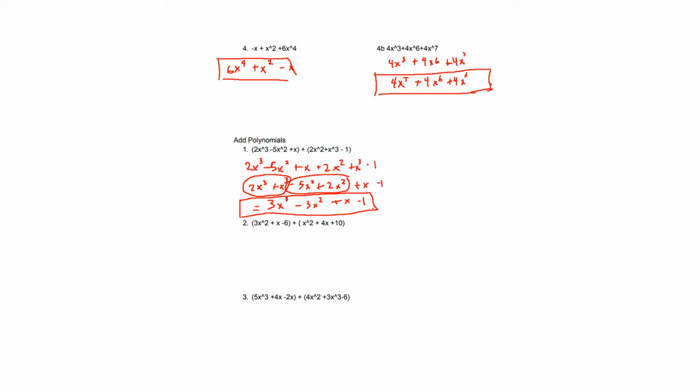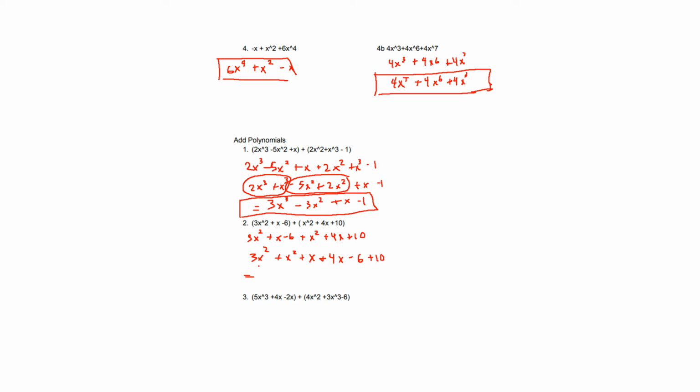Okay. Now let's do another problem. 3 times x squared plus x minus 6 plus x squared plus 4x plus 10. So just like before, if you rewrite this in terms of the exponent, it will be much easier. So 3 times x squared plus x squared plus x plus 4x minus 6 plus 10.